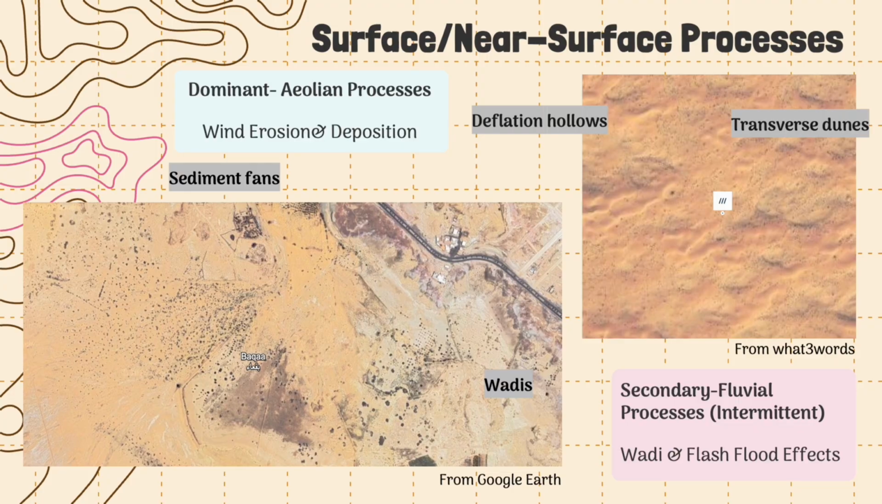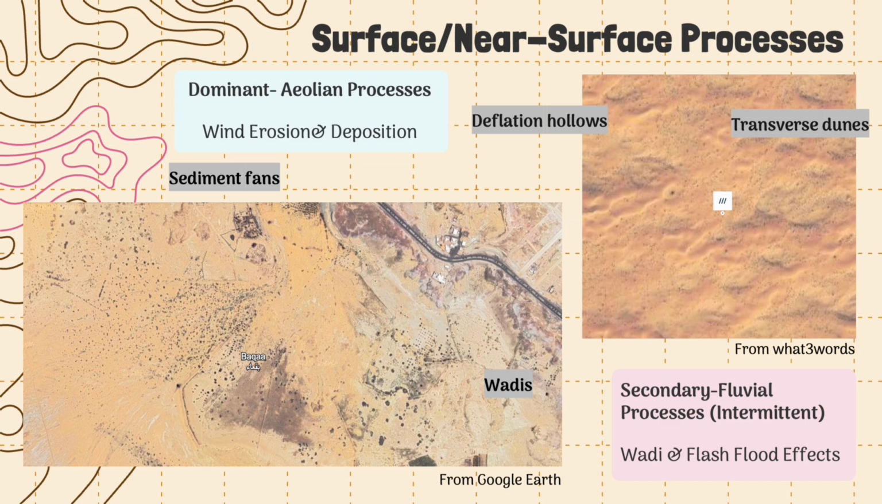Wind erosion and deposition are key players here. It picks up fine particles and carries them away, leaving behind larger grains. This process is called deflation. Over time, this can create a rocky surface known as desert pavement.